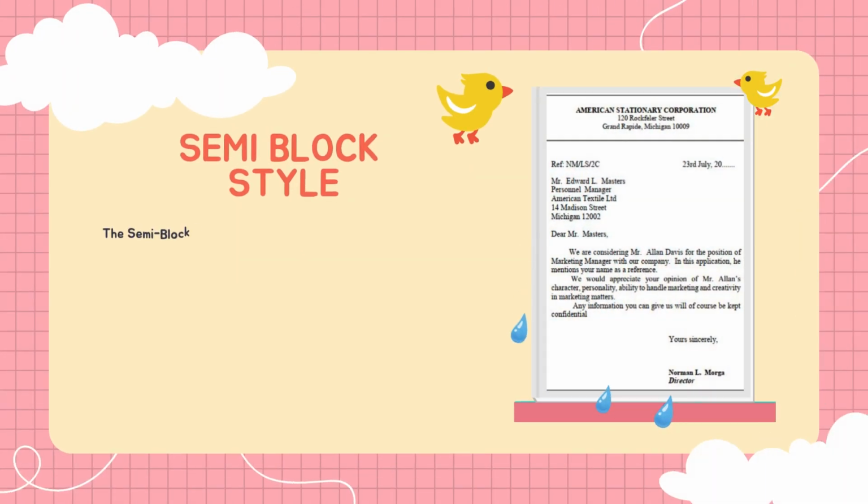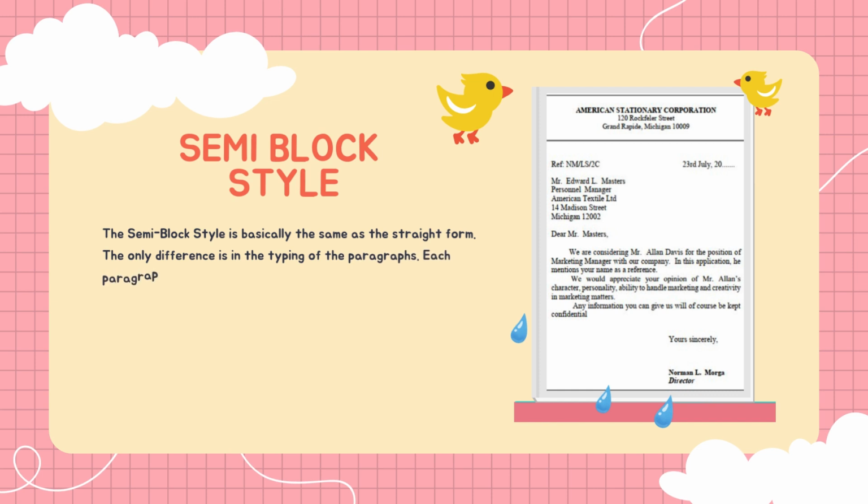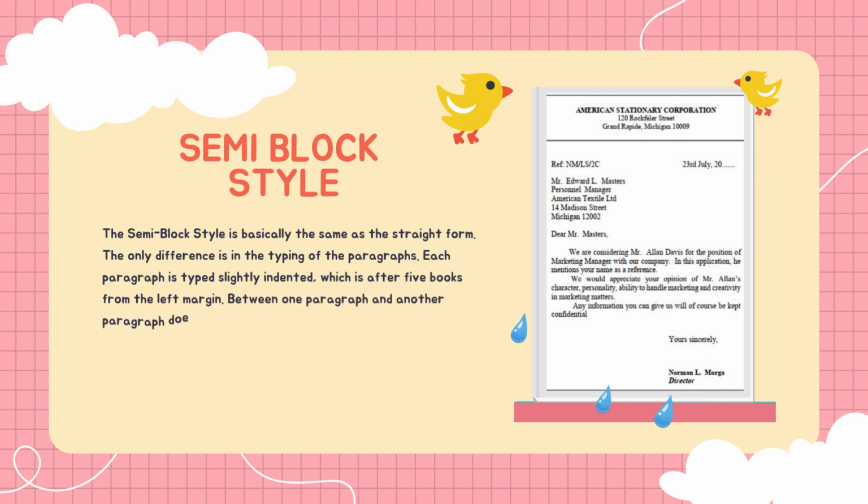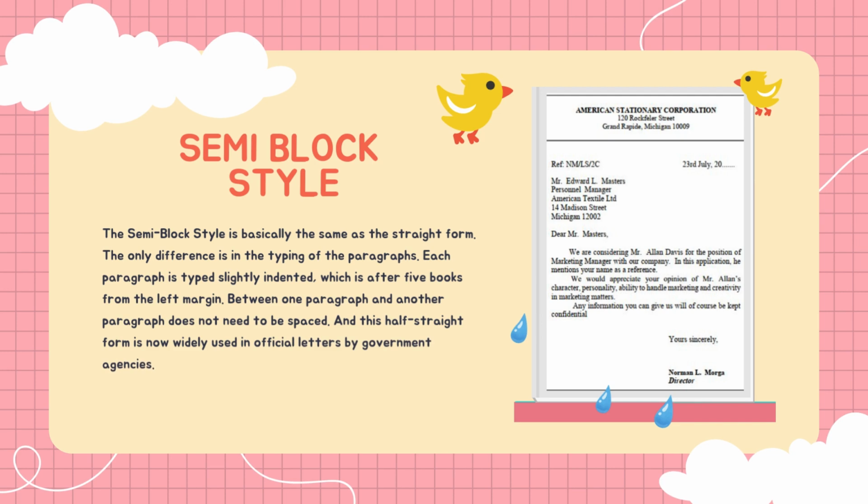The next is semi-block style. The semi-block style is basically the same as the block form. The only difference is in the typing of the paragraphs. Each paragraph is typed slightly indented, which is after 5 spaces from the left margin. Between one paragraph and another paragraph does not need to be spaced, and this semi-block form is now widely used in official letters by government agencies.